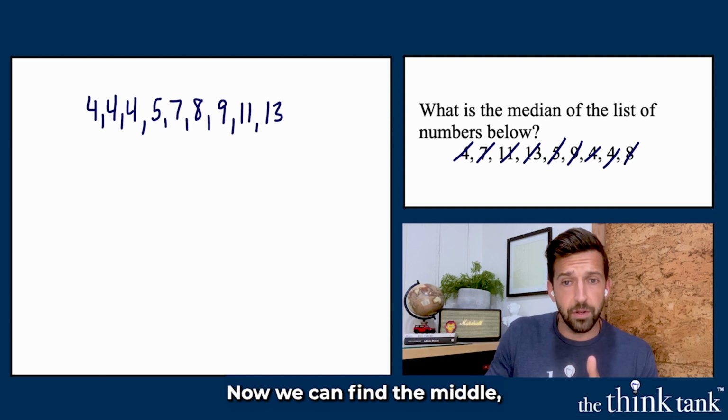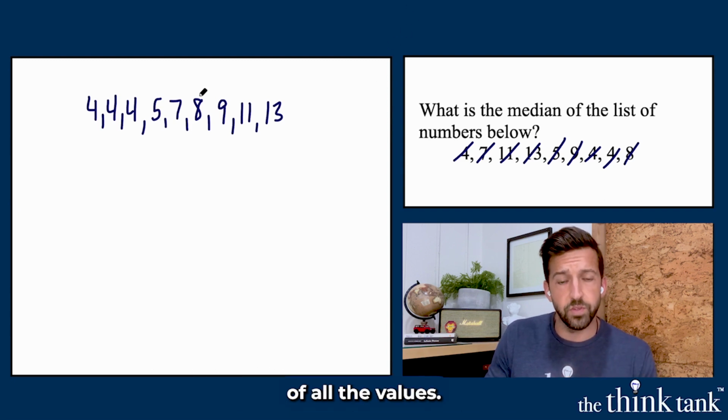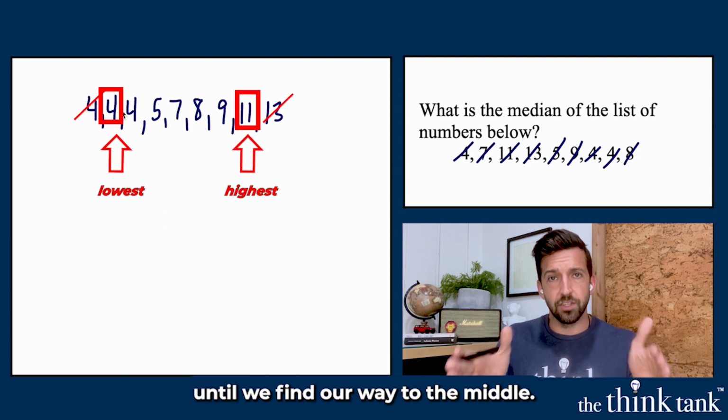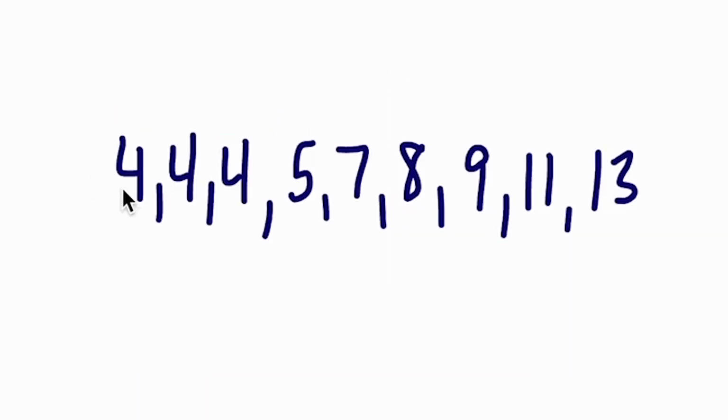Now we can find the middle, which would represent the middle of all the values. We're going to do that by crossing off pairs from both ends, the lowest and the highest, until we find our way to the middle. So the 4 on the low end and the 13 on the high end, there's a pair. Then there's a 4 and an 11, there's a pair. We've got the 4 and the 9, there's a pair. We've got the 5 and the 8, there's a pair.